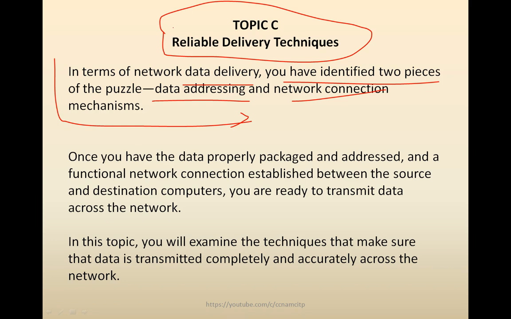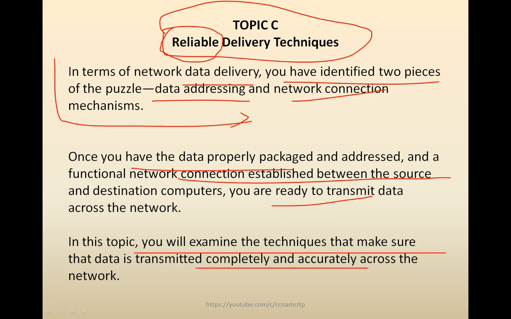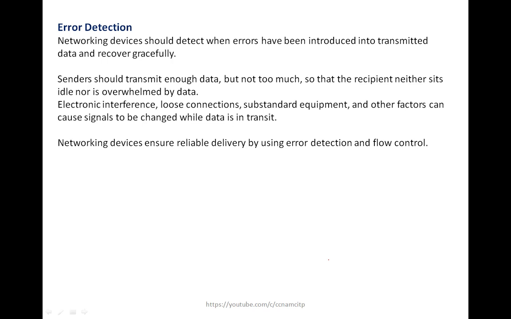We have to focus on reliability, so that delivery should be reliable and there should not be any problem. We have to take care of lots of things here. Once you have the data properly packaged and addressed, and a functional network connection is established between the source and destination computers, you are ready to transmit across the network. In this topic, you will examine the techniques to make sure that the data is transmitted completely and accurately across the network. This is what we will understand here.